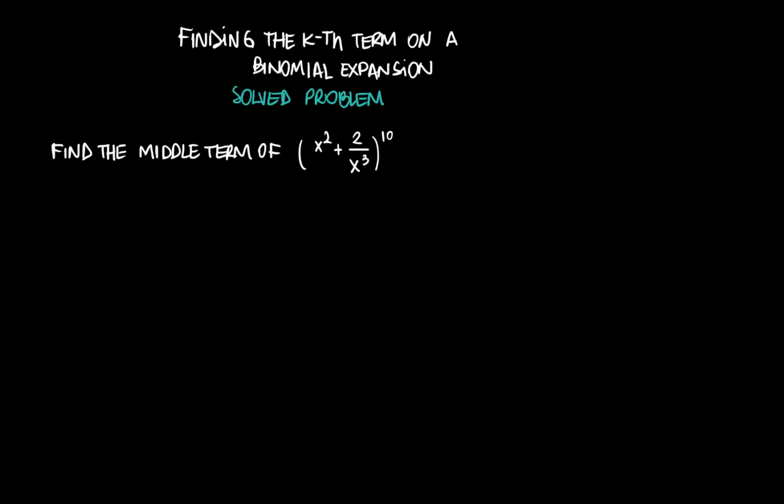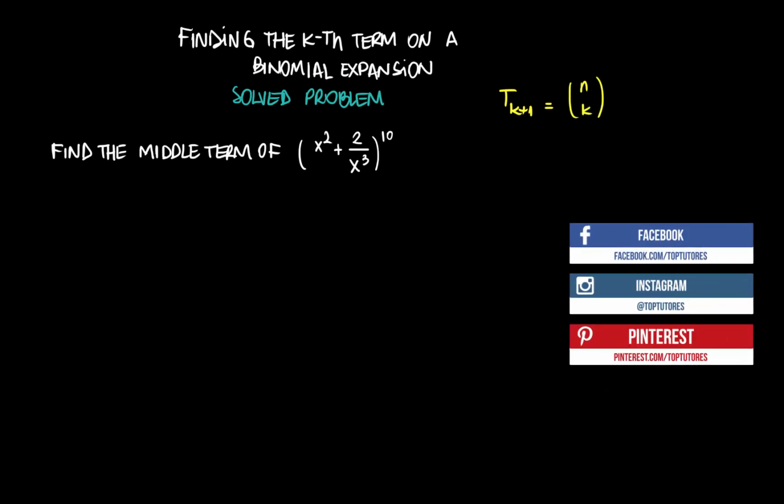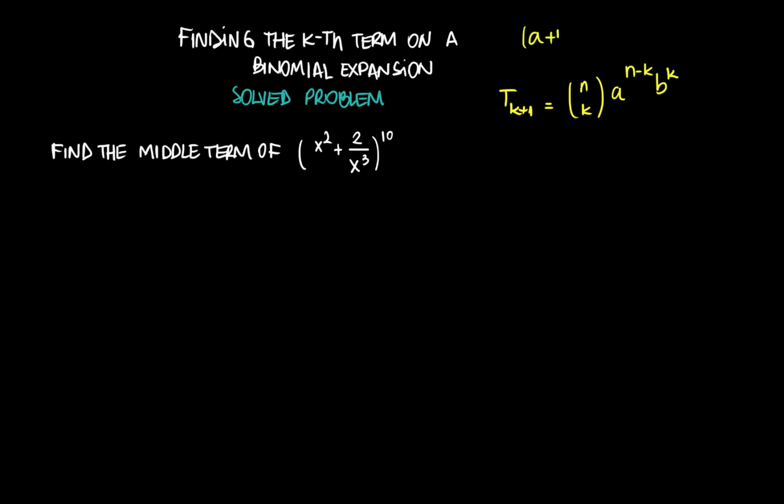Hey guys, now that we already know how to find the kth term in a binomial expansion by using the formula t_{k+1} equals n choose k times a to the power of n minus k times b to the power of k, given that this is the expansion of (a plus b) to the power of n, we can solve a few exercises by using this formula.